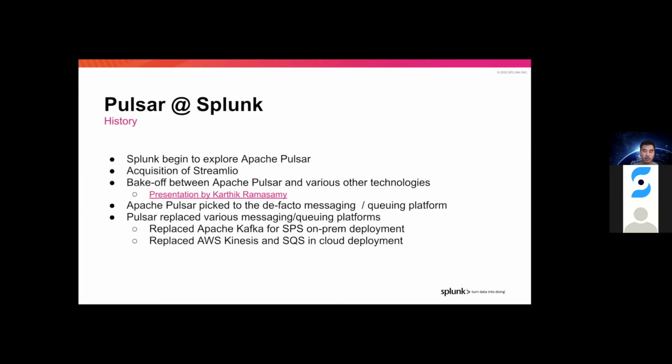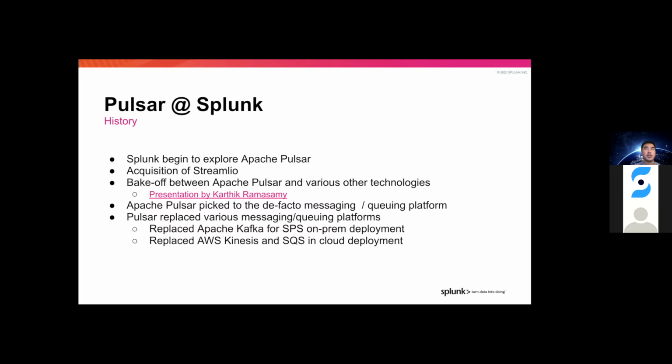So because this is a Pulsar Summit, this is a Pulsar meetup, I would like to talk a little more about the history of Pulsar at Splunk. Splunk began to explore Apache Pulsar a couple of years ago, looking at how it could leverage Apache Pulsar within existing SPS as well as other systems at Splunk.